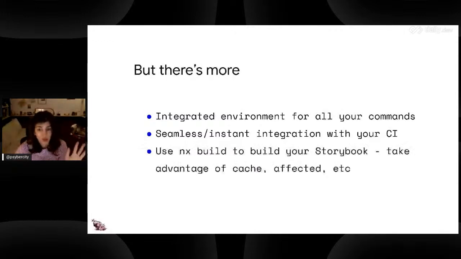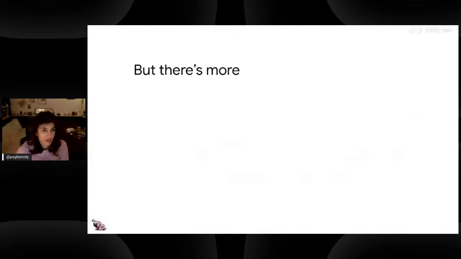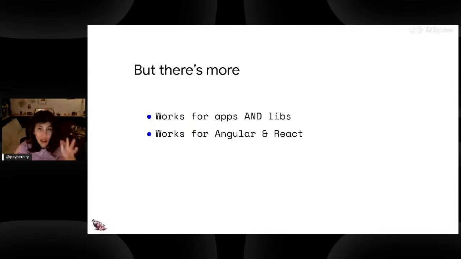Also, again, I'll talk about the cache. If you use Nx build to build your Storybook, you take advantage of cache, of the affected, and the dependency graph analysis and everything. And it works for both applications and libraries within Nx. It works for Angular and React. And we have active maintenance and support.